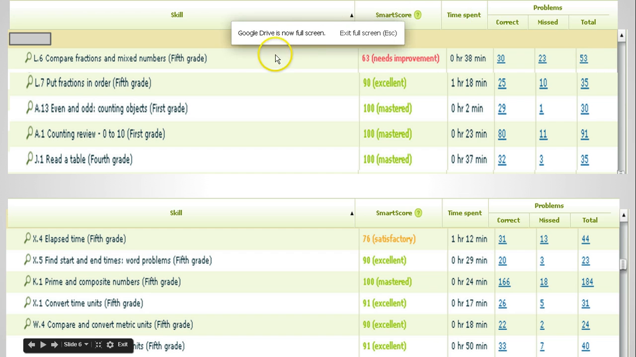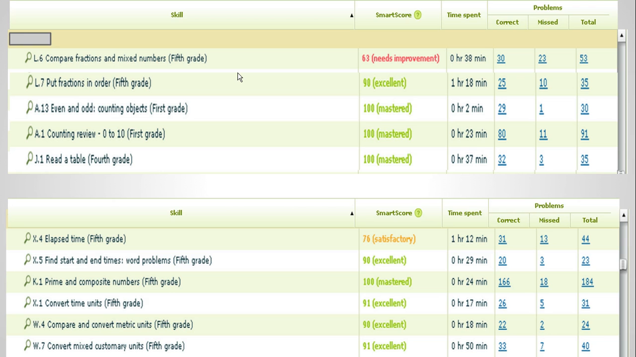So if I'm taking a look at this student right here, L.6, compare fractions and mixed numbers, I would want to meet with this student right away. Why is that? They only have a 63 needs improvement SMART score. Also, they've spent over half an hour on this skill, still about 27 points away from that 90 that I would want them to achieve as far as their SMART score.